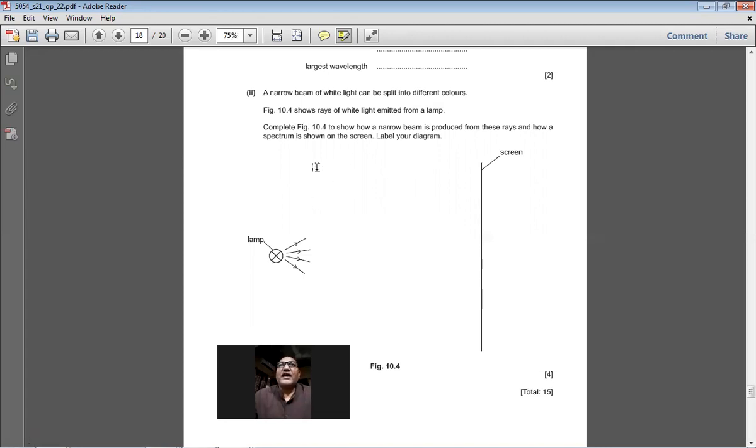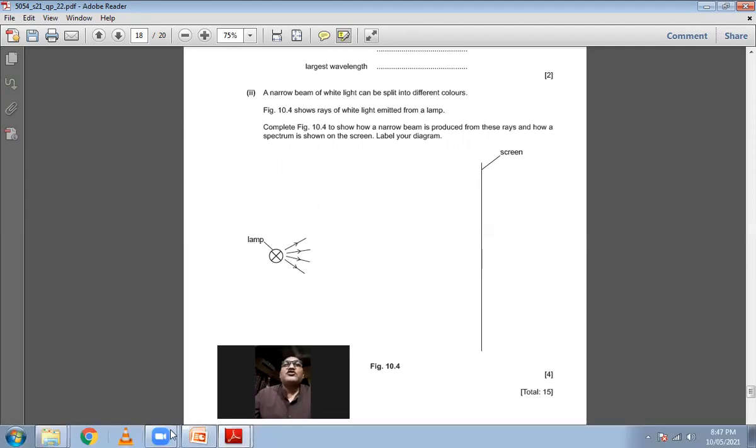So here I have to use a card, and that card will have a small slit here. So a narrow beam of light is produced. Then I will put a prism here, and when the light passes through the prism, dispersion of the light will take place, and a spectrum will be produced here on the screen. So let me show you.